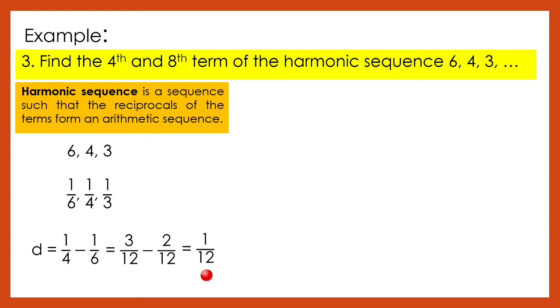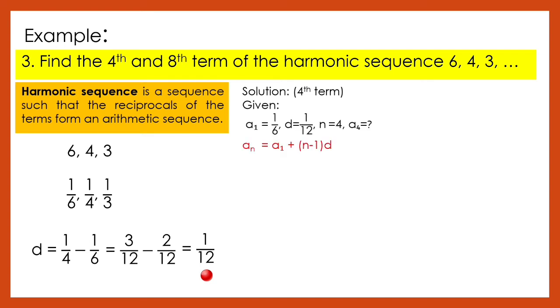And then, gagamitin na natin yung formula ng nth term para makuha yung fourth term. So, the formula is a sub n equals a sub 1 plus n minus 1 times d. Ang a sub 1 natin is 1 over 6. Ang common difference natin is 1 over 12. Ang n natin is 4 since pang fourth term yung hinahanap. Ang a sub 4 or yung fourth term is missing.